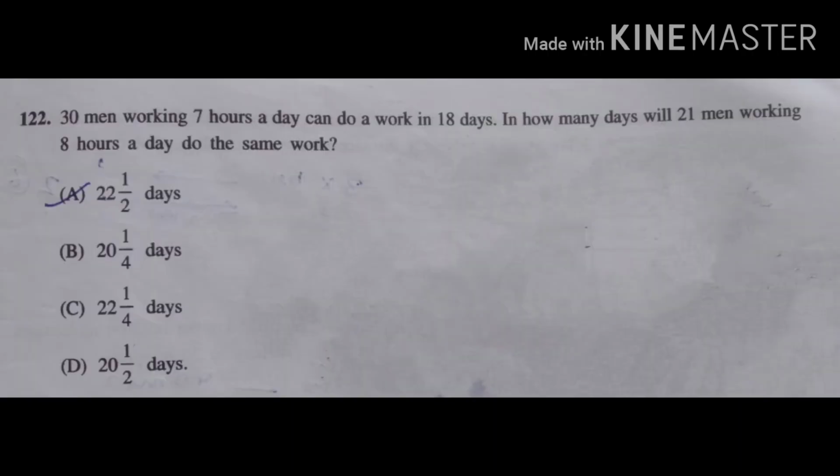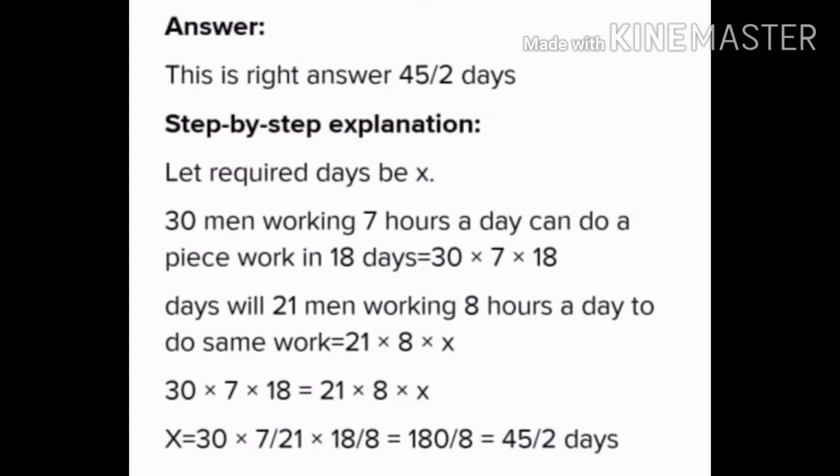Move to question number 22. 30 men working 7 hours a day can do a work in 18 days. In how many days will 21 men working 8 hours a day do the same work? Option A 22.5 days, B 21 by 4 days, C 22 1 by 4 days, or D 20 1 by 2 days. So move to the solution.